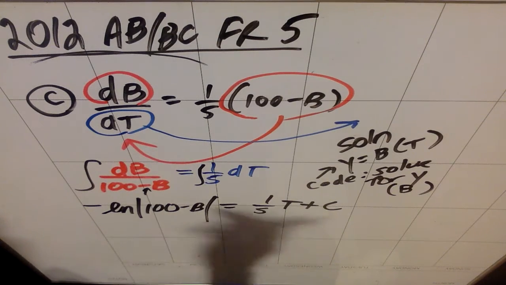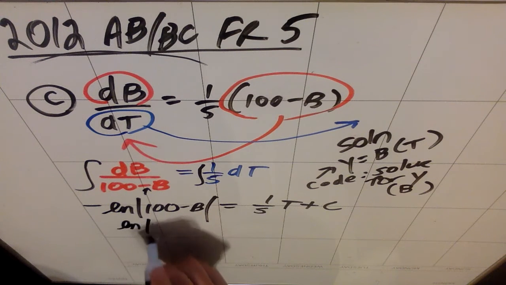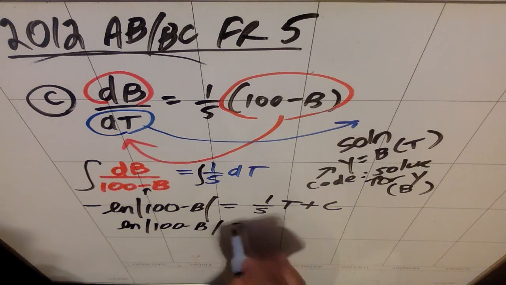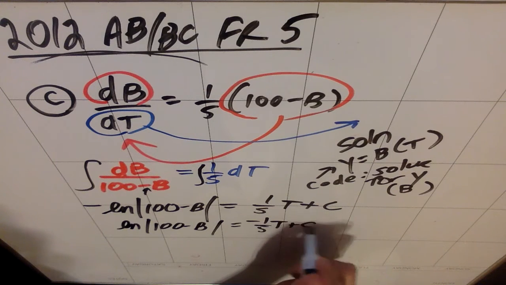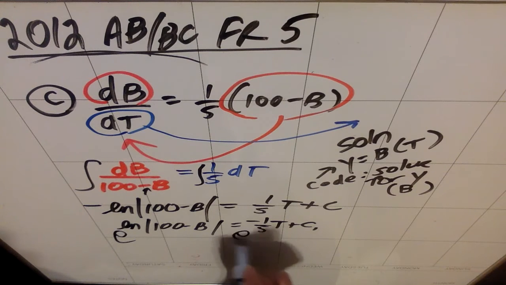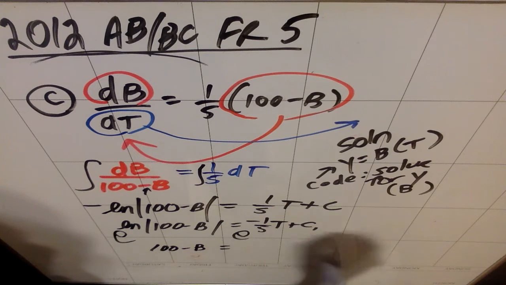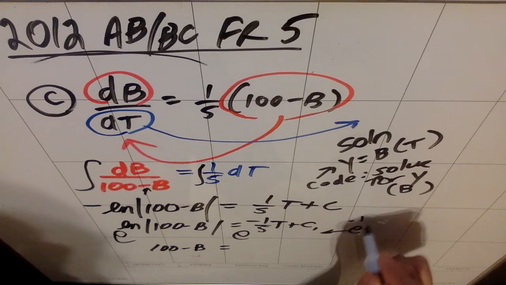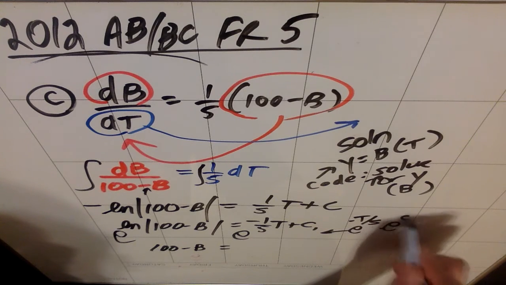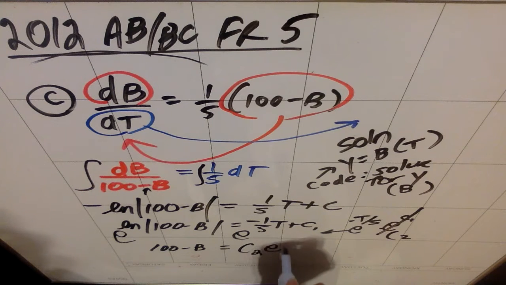So what I'm going to do is start by dealing with this negative. I'm going to go ahead and divide that negative over and get the natural log of 100 minus b equals a negative 1/5 t plus, I'm just going to call that c sub 1 because it's still an arbitrary constant. When I exponentiate both sides, I'm going to make this a 100 minus b. I'll lose the absolute value, and then when I do e to the c sub 1, keep in mind that this is e to the negative t over 5 times e to the c sub 1, which I'm going to rename a new c sub 2. So c sub 2 e to the negative t over 5.